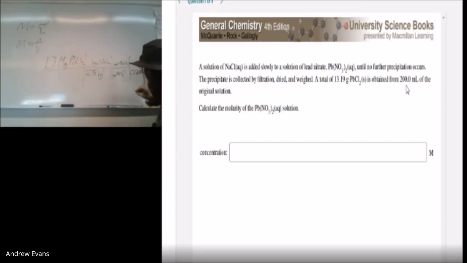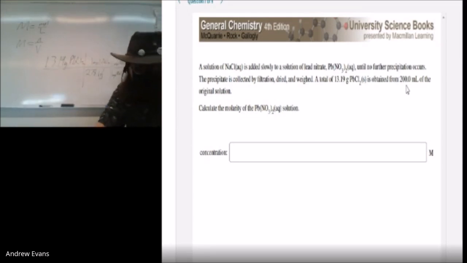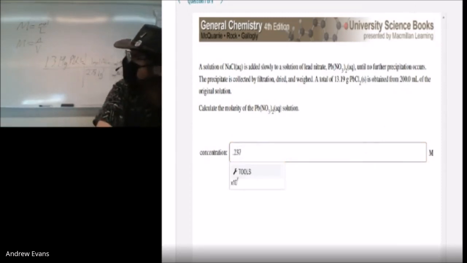So 0.200 liters. So I'm going to take my 13.19, divide by my pretty heavy molar mass, divide by my volume, and I get the original molarity would be something like 0.237. So remember, I turned grams to moles, and then I used the moles over volume to give me molarity.